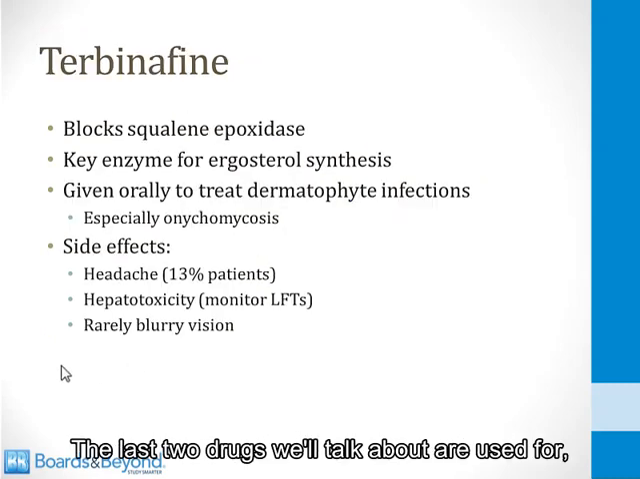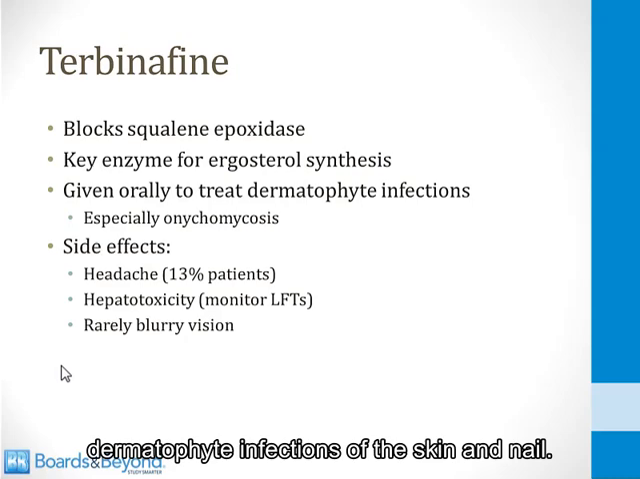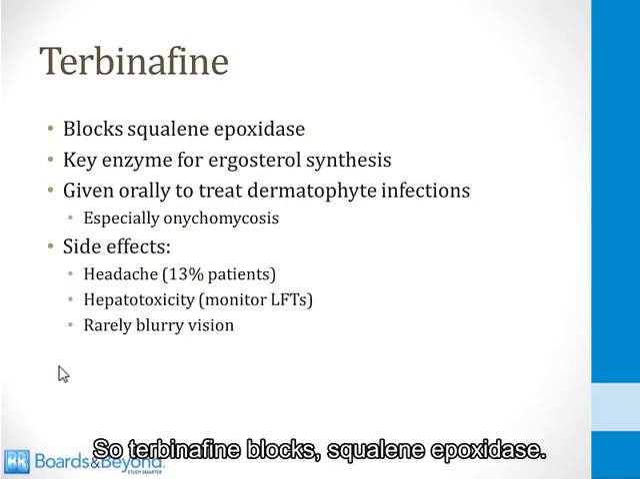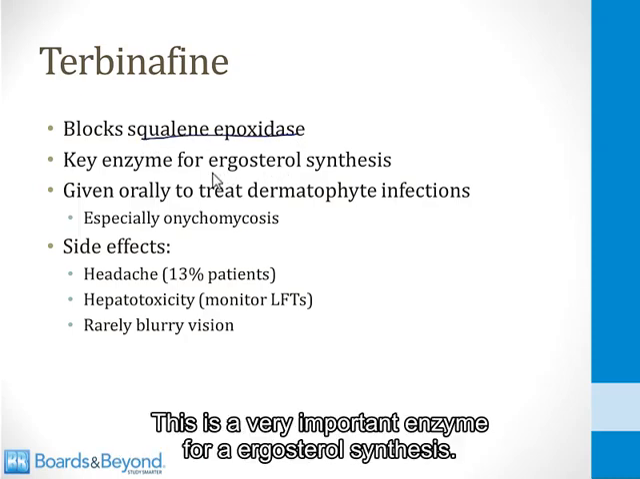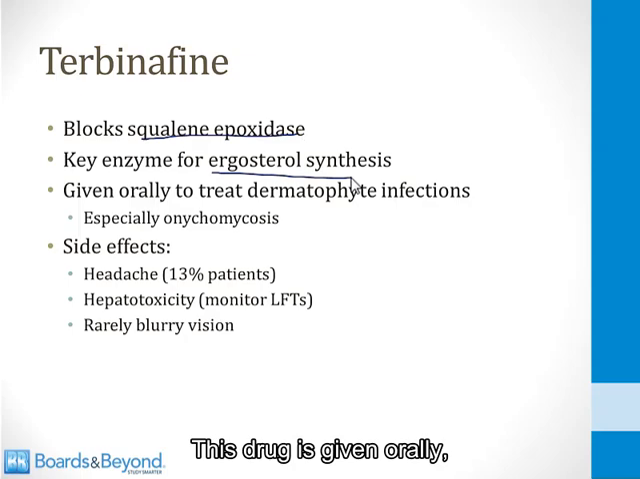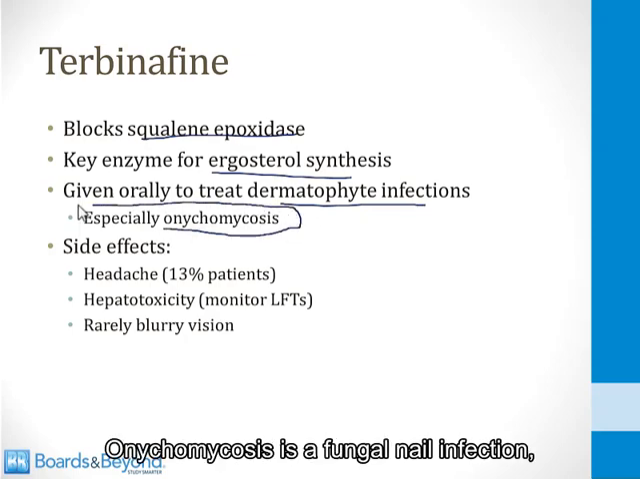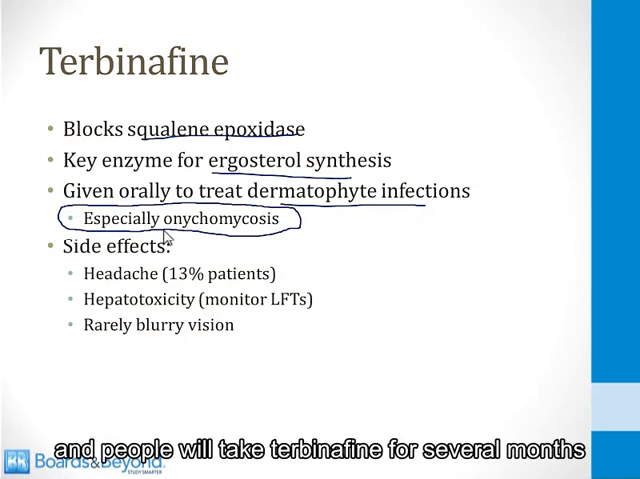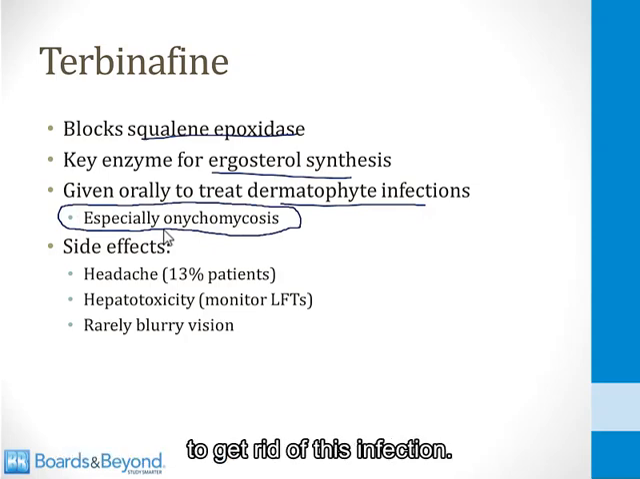The last two drugs we'll talk about are used for dermatophyte infections of the skin and nails. So terbinafine blocks squalene epoxidase. This is a very important enzyme for ergosterol synthesis. This drug is given orally to treat dermatophyte infections, especially nail infections. Onychomycosis is a fungal nail infection, and people will take terbinafine for several months to get rid of this infection.